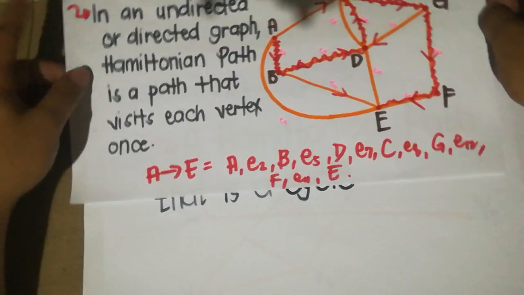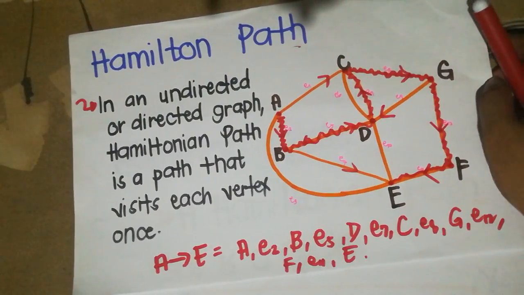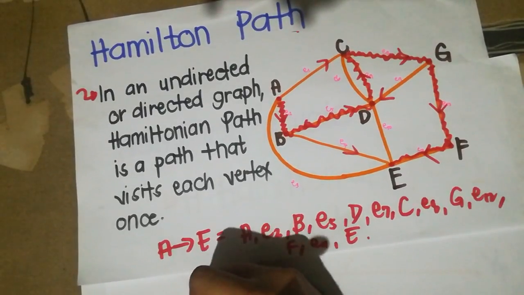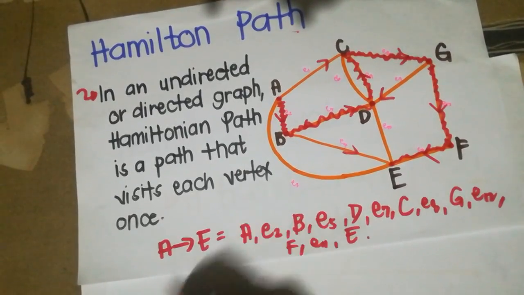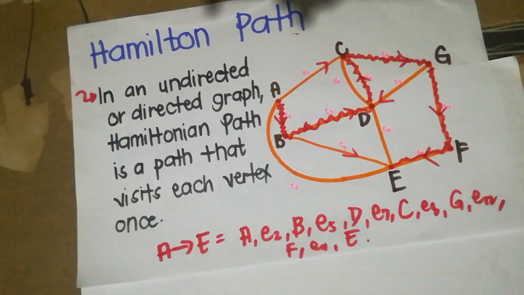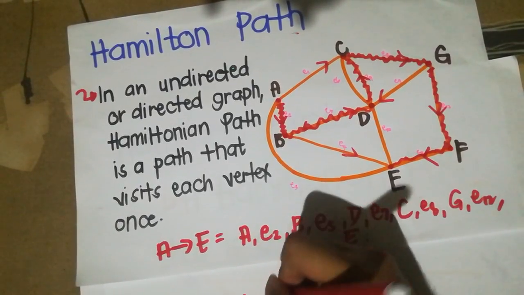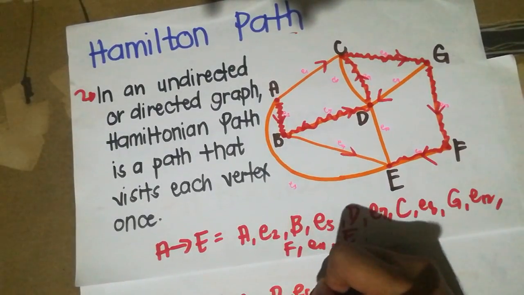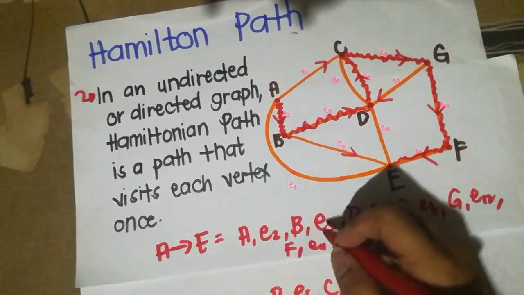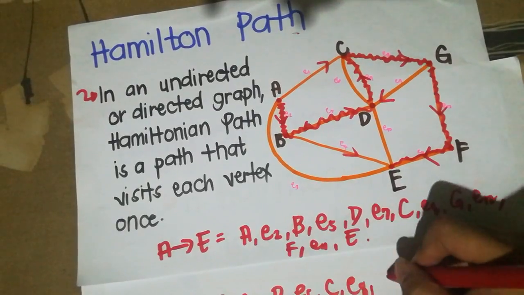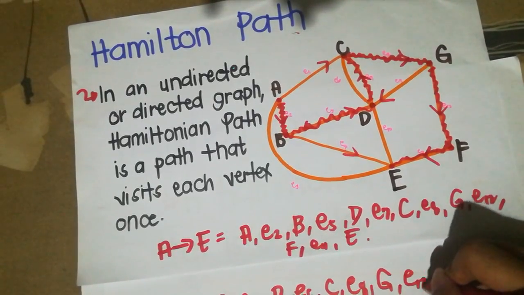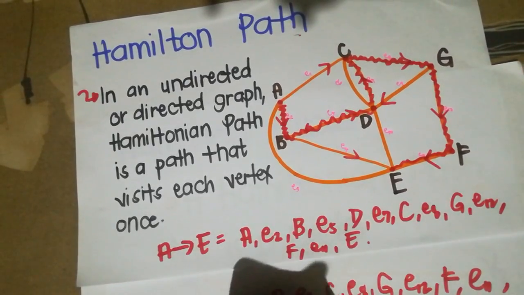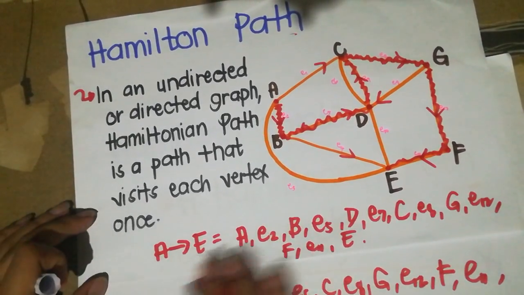Question: pwede ba nating itiretso ito? Okay? So, sabi natin, we have A to E2, and then from E2 to B, and then from B to E5, and from 5 to D, from D, gawin na lang si E6, and then from E6 to C, from C to E8, from E8 to G, to E12, to F, to E11, to E. And this is an example of Hamiltonian path.